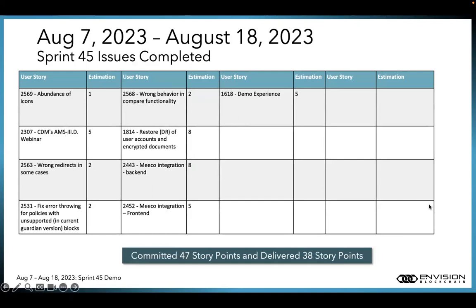Now, talking about Sprint 45 and the issues that we completed, Sprint 45 ran from August 7 to August 18. We committed 47 story points and delivered 38 story points, in which we covered some of the major integrations, which is Meeco, tickets 2443 and 2452. We also worked on 1814, restore of user accounts and encrypted documents. We also worked on one of the CDM policies, which is AMS 3D, 2307. We also tried to fix some bugs, which include 2563, 2531, 2569, and so on.